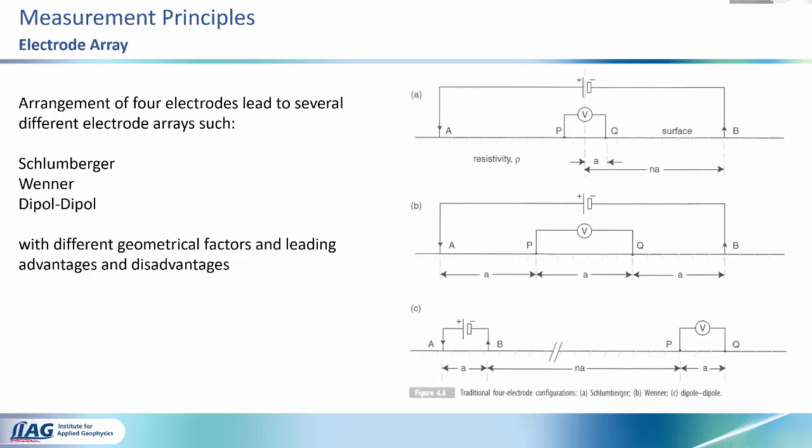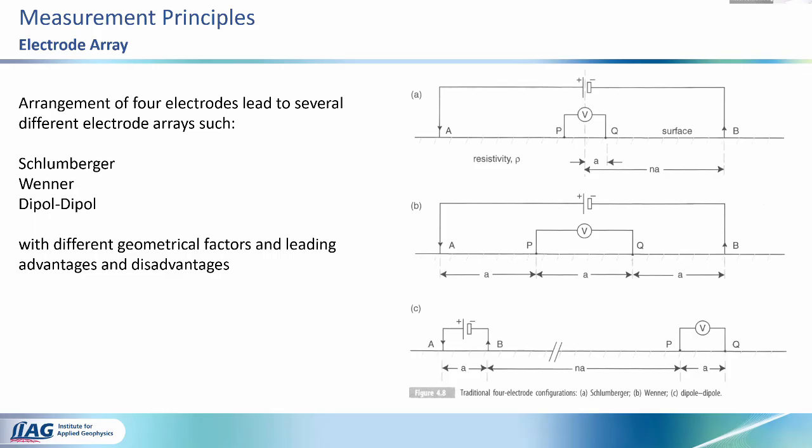Maybe the most important way to distinguish them: for these, you have your current electrodes, A and B. They are outside, and the potential electrodes are inside. So it's like a stacked array. Current goes here, voltage goes there.